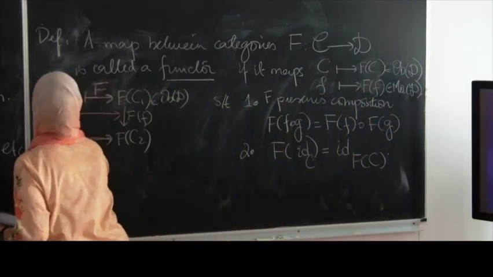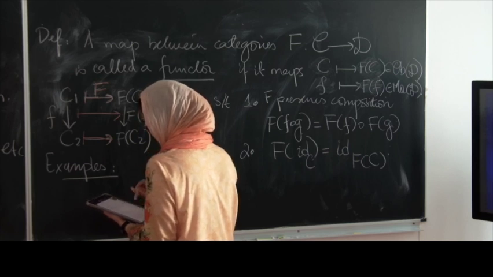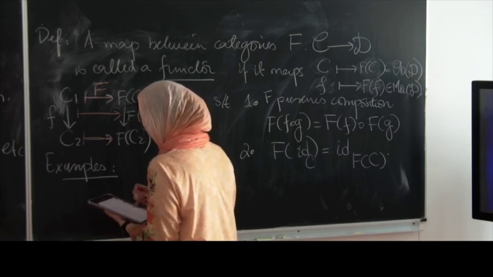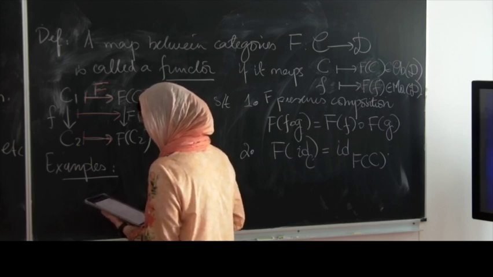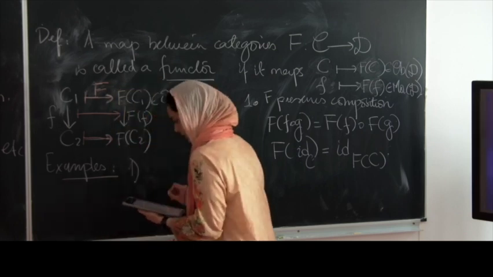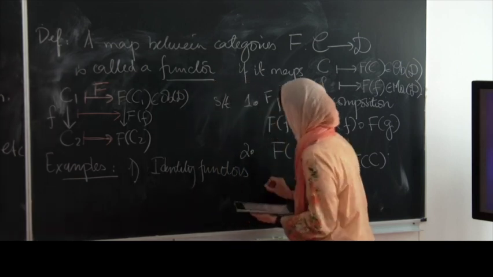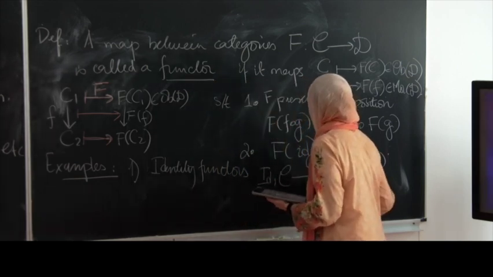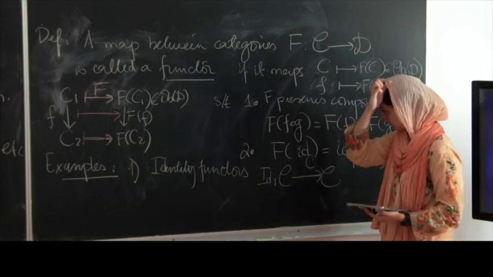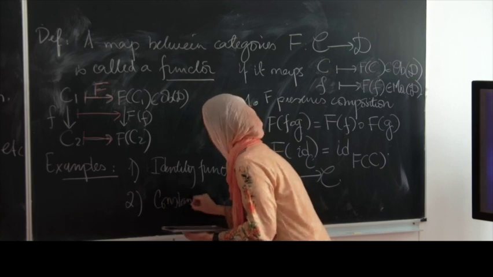All right, so we can start with some easy examples. The first one is called the identity functor. As the name suggests, it goes from the category to itself. It just maps every object identically to itself, and every morphism identically to itself. Nothing interesting.